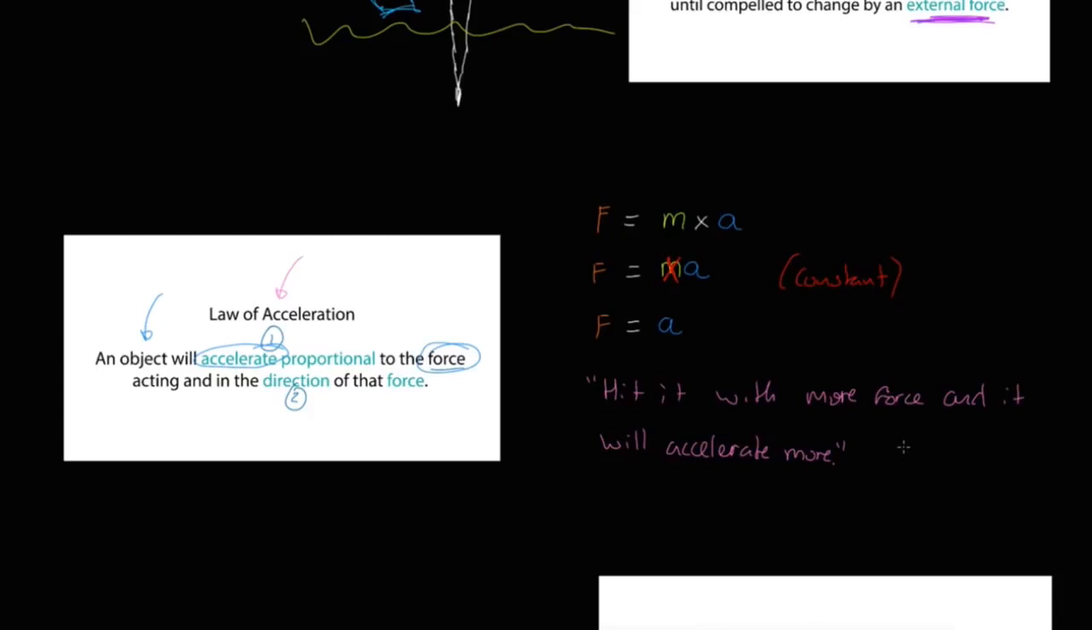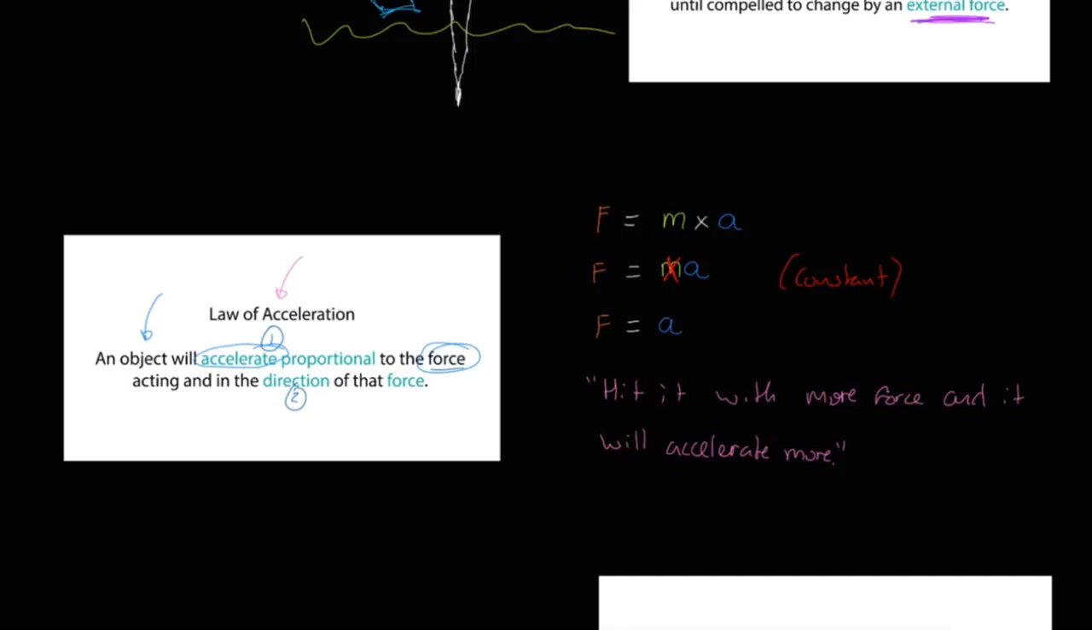Or we could say apply less force and it will accelerate less. We could say apply more force and it will decelerate faster. Think about catching a ball, for example. We're decelerating the ball. The more force we apply to it, the faster it's going to decelerate, which is why sometimes we cushion the ball to decelerate it slowly, for example.